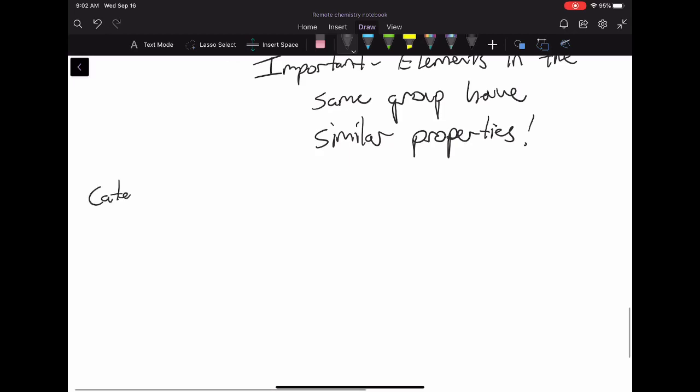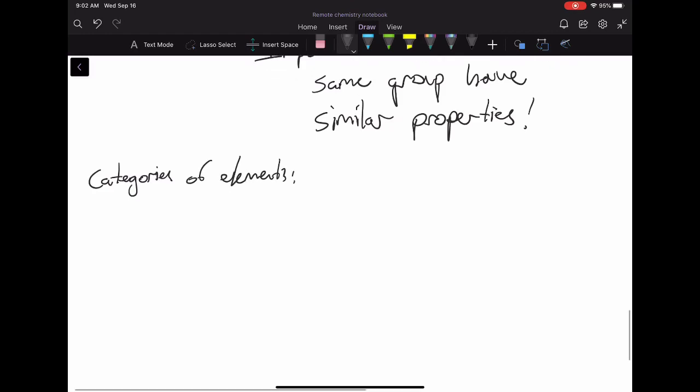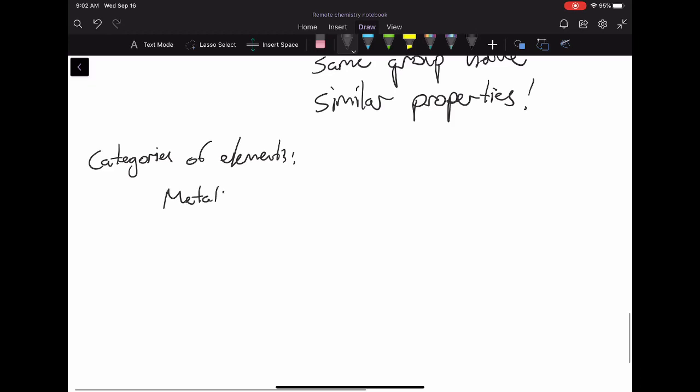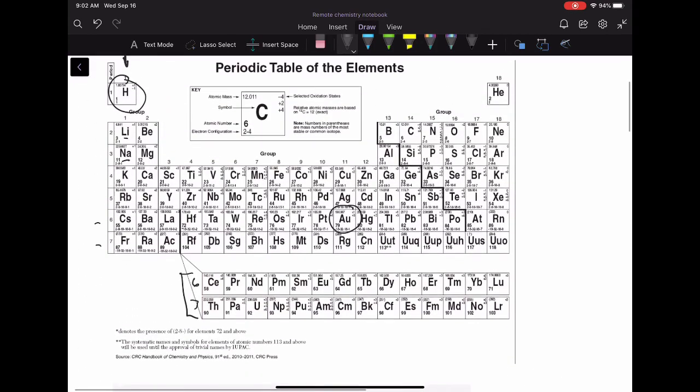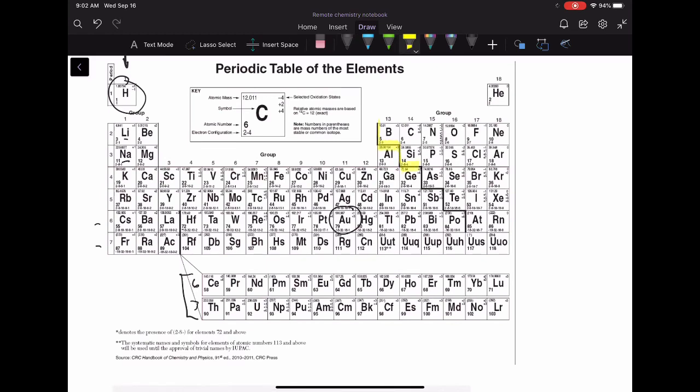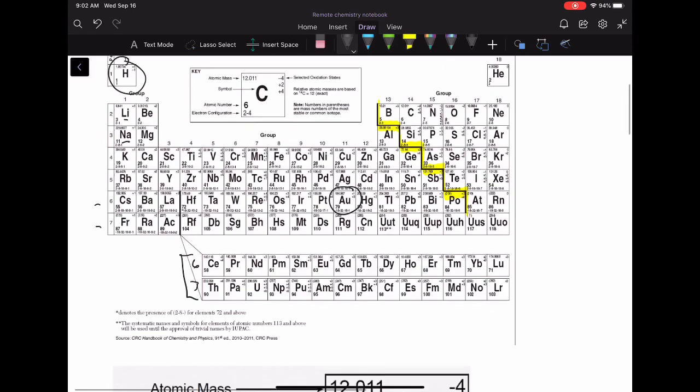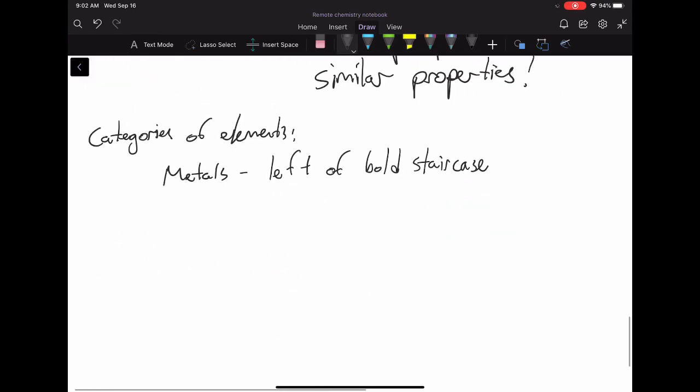There's a few categories of elements that we need to know. The first one is going to be metals. Let's just list a few traits. Metals are left of the bold staircase. So what that means is if we look above here, you're going to see, and I'll highlight it, that bold staircase on the periodic table. So anything left of that would be a metal.